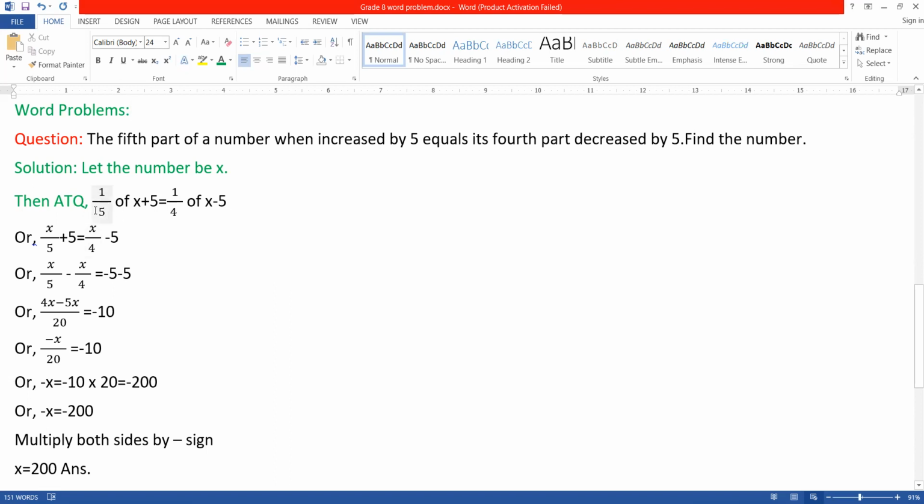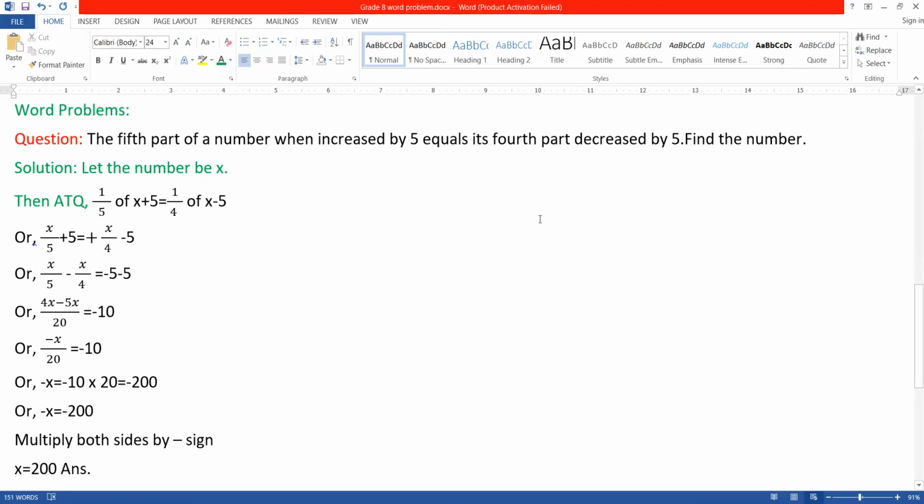So 1/5 of x means x will be multiplied by 1/5, so x by 5 plus 5. 1/4 of x means x by 4 minus 5. Now it's the rule of the equation. It is comfortable for us to bring the variables on the left hand side, but remember that we have to change the sign in front of the expression. For example, here x by 4, there is nothing, and nothing means plus sign.